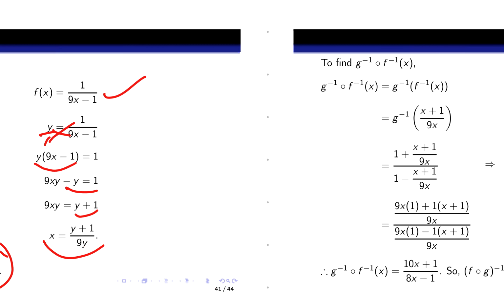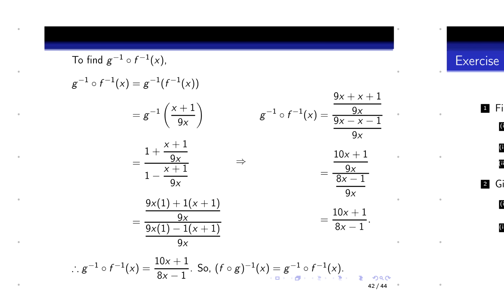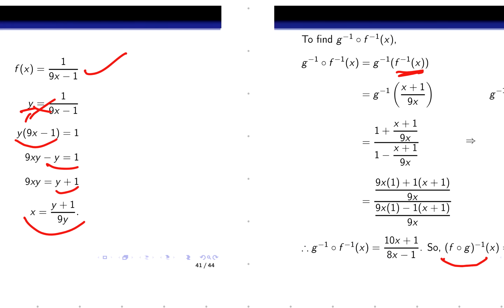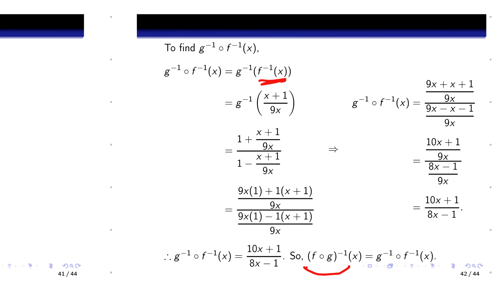Remember, we got f composed with g of x together before as something. So let's see if they are the same with this now. So we want to find g inverse of f inverse of x. So g inverse of f inverse of x means g inverse of f inverse of x in bracket. So g inverse of f inverse of x is just what we just found, which is (x plus 1) over 9x. That is f inverse of x here.